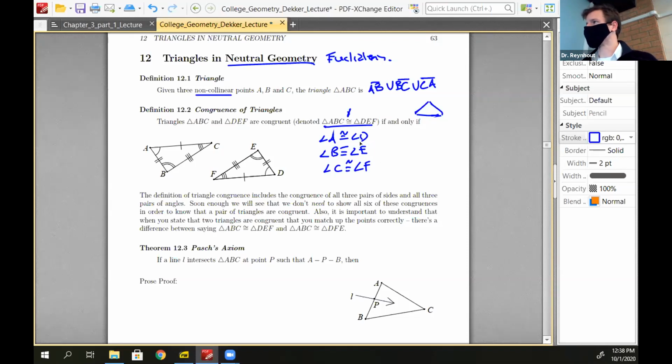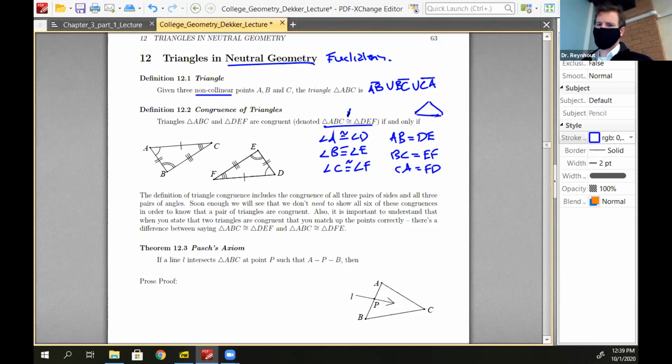And then we want to state that the sides are congruent, which amounts to the side lengths being the same. So AB is equal to DE, and BC is equal to EF, and CA is equal to FD. Okay, so that gives us our congruence of 2 triangles.